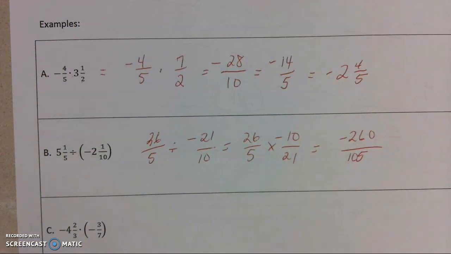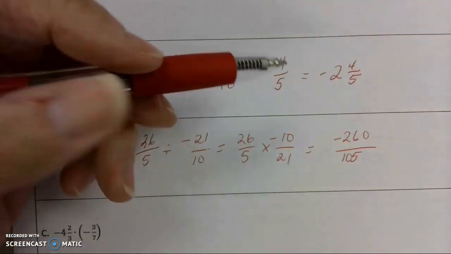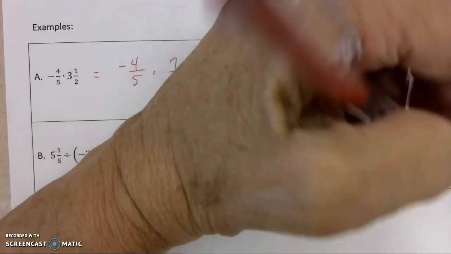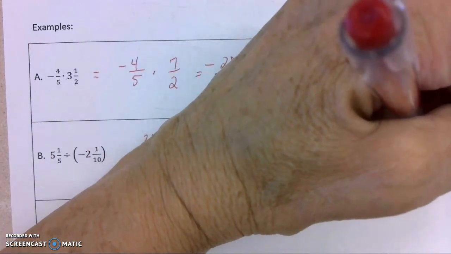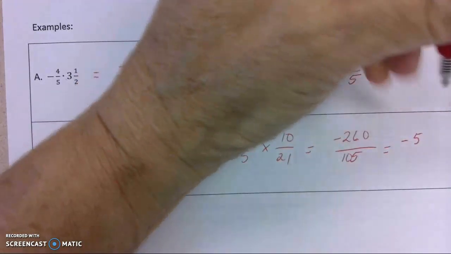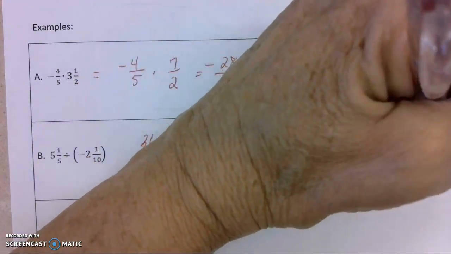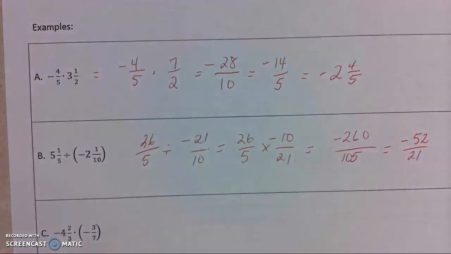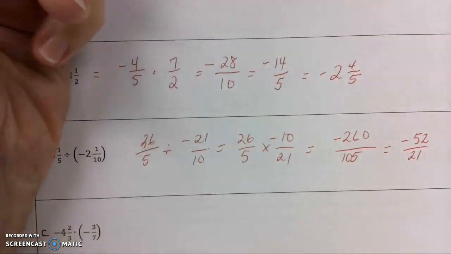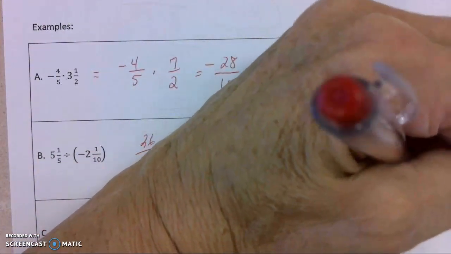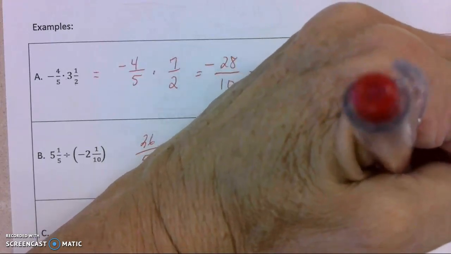Here again, simplify. When I simplify this, I can actually divide both of those by 5. 5 will go into 26 5 times. So this would be negative 52 over 21. I can leave it in this form, or I can go ahead and change it to a mixed number, which would be negative 2 and 10 over 21.